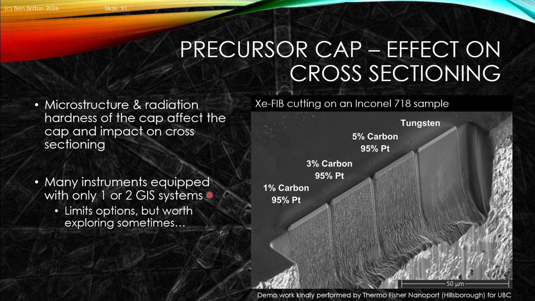Most instruments will be limited in what GISs they've got set up. It depends on how the instrument is configured and how much budget people had. But there are a few bits and pieces that are worth exploring occasionally for this. So do some of these little trials to test cross-sections. Here we basically had a right-angle polished sample that then was cut into with this very systematic trial to establish which is the best route for our tomography experiments.